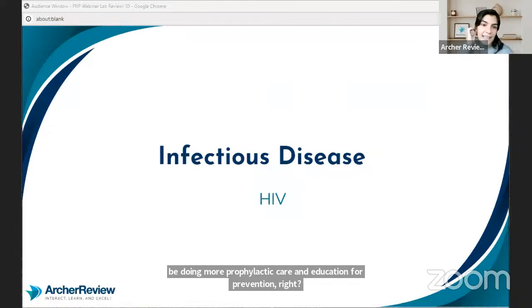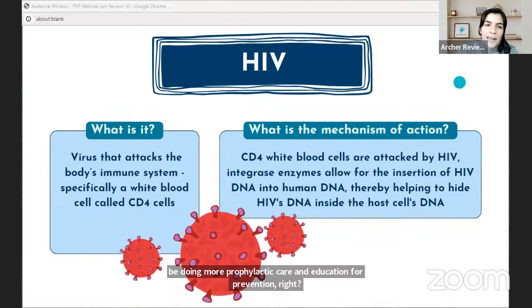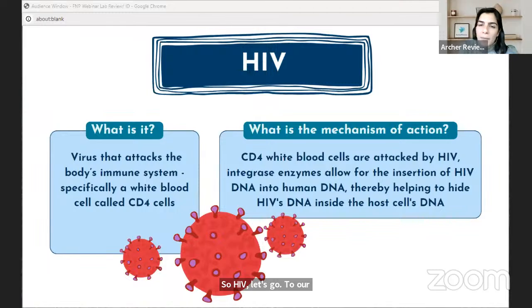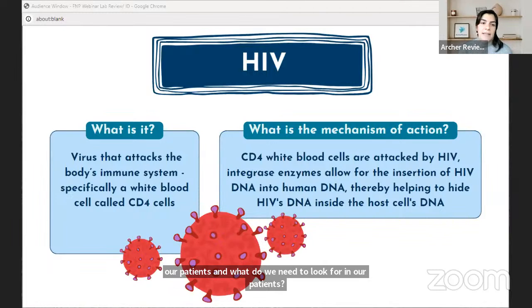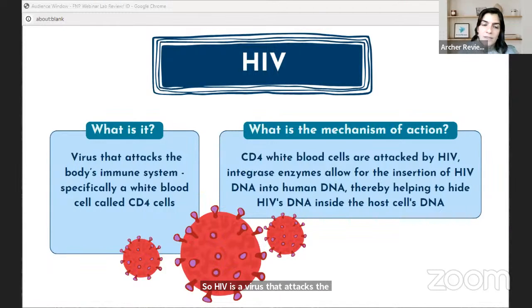So HIV, let's go to our next slide. So everyone's probably familiar with HIV, but what do we need to tell our patients and what do we need to look for in our patients? So HIV is a virus that attacks the body's immune system, specifically the white blood cell count, that CD4 count. That's why we look at the CD4 cells and count. And how does it work? So the white blood cells are attacked by that HIV virus, and the HIV DNA actually works its way into the human DNA, and that's how it can lie undetected for so many years.